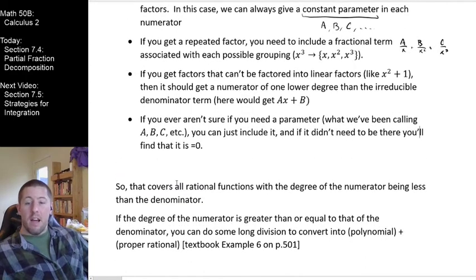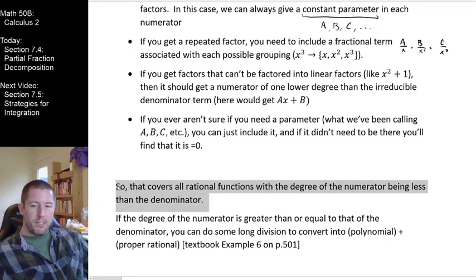So this covers all rational functions with a numerator of lesser degree. Now let's look at one more little caveat here. All of our examples so far have had a numerator of lesser degree than the denominator, a proper fraction.